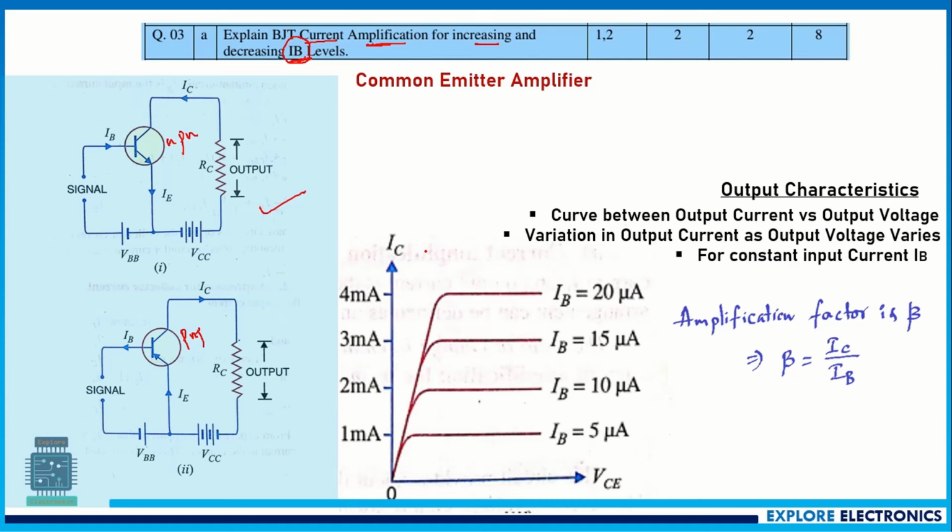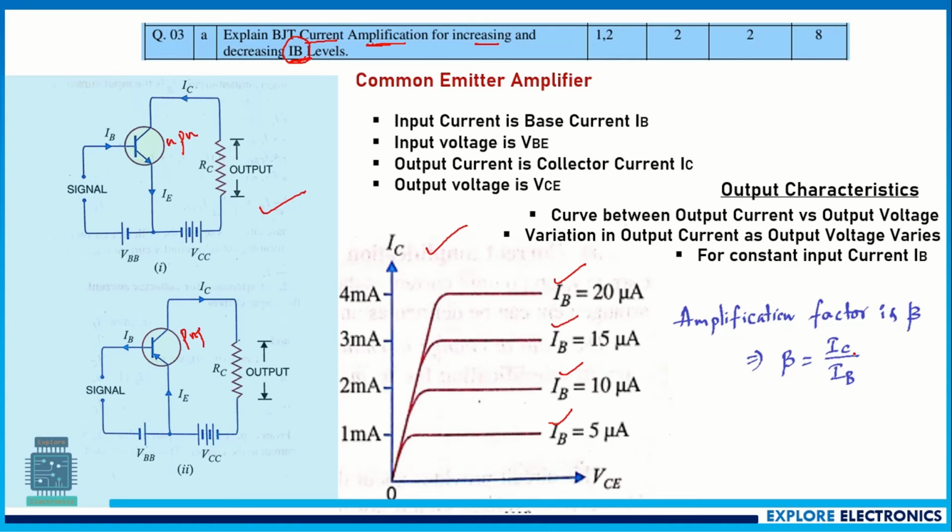If you write the common emitter amplifier output characteristics for different values of IB, you can show how the IC and VCE curve is going to vary. The amplification factor beta is equal to IC by IB, where IC is the output current and IB is the input current. What happens when IB varies? You can see here, IB is 5 microamperes. The current will increase up to here. From there onwards, if we increase VCE for this IB, the current IC will be constant.